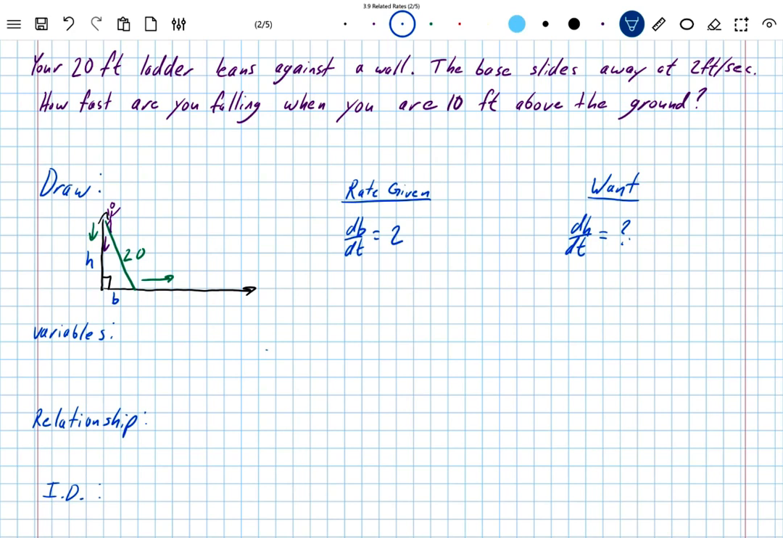And then there's one more piece of information, which is when you are 10 feet above the ground. I would like to incorporate that into my model somehow. So I'm going to say this is just when h equals 10. And at this point, I'm pretty confident that I've gotten all the information up there into what I've written down here. Some people will label this arrow dH/dt and the dB/dt, and they'll label this arrow dH/dt.